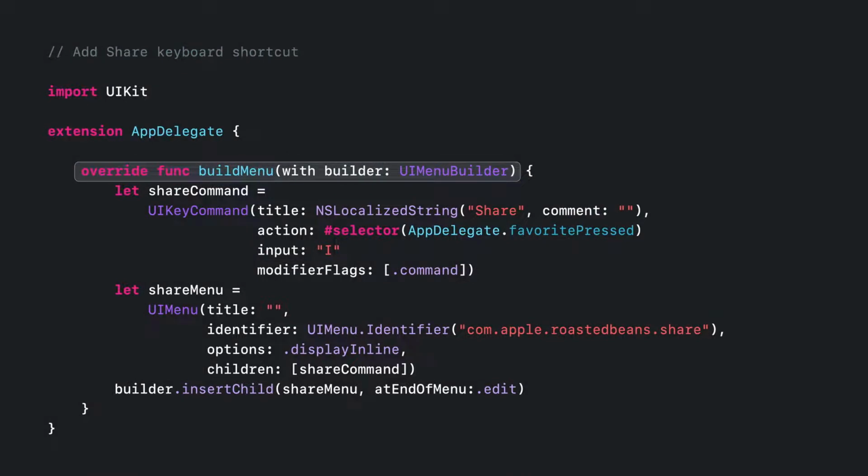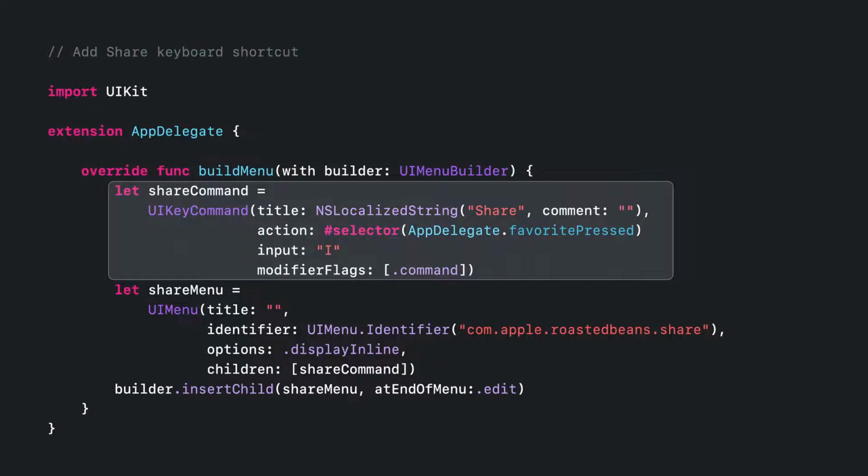To do this, we first need to override the buildMenu function in AppDelegate. We need to create a UIKeyCommand that responds to the keyboard shortcut. We assign a localized string as the title because this will show up in the menu bar. And then we assign the action that gets triggered for the command.